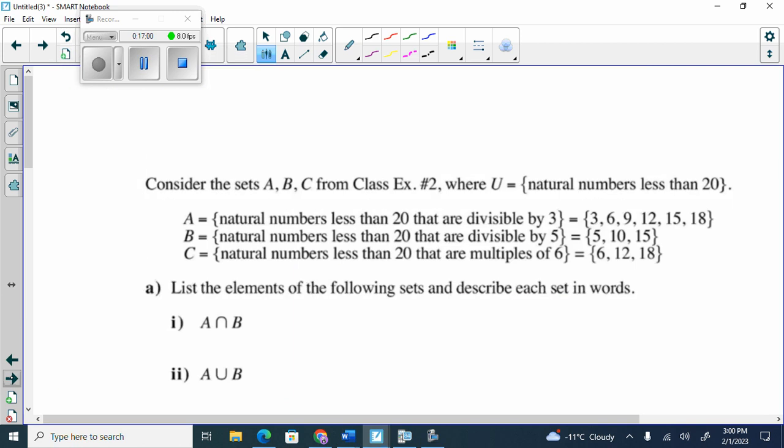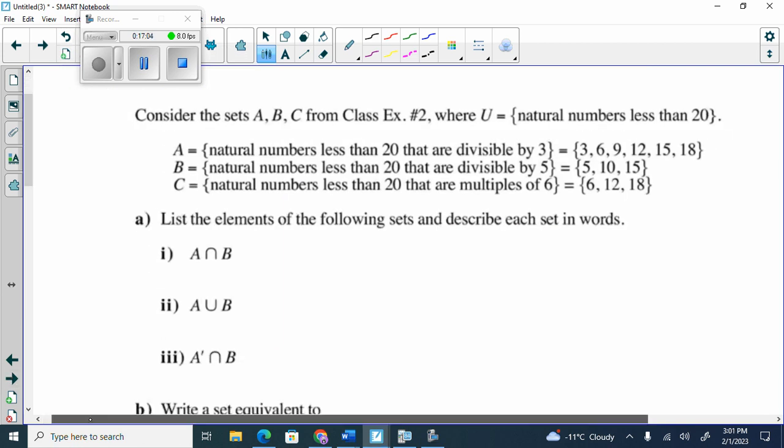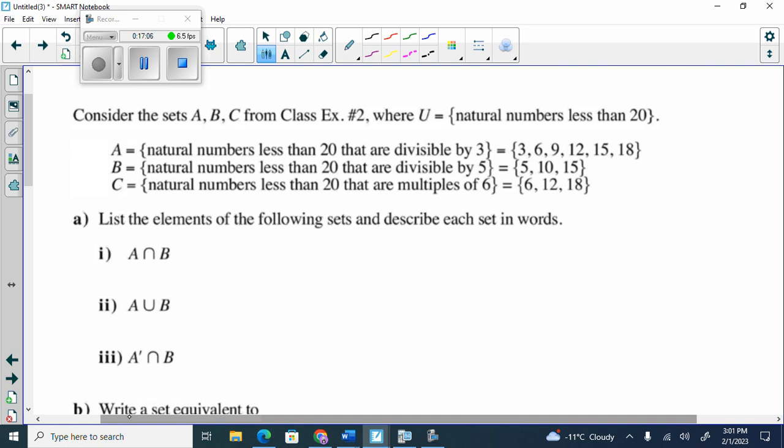So we're going to look at example 3. Example 3 says, consider the sets A, B, C from class example 2. U is the natural numbers less than 20. So here we have A, divisible by 3, so 3, 6, 9, 12, 15, 18. B, divisible by 5, 5, 10, 15. And C is multiples of 6, 6, 12, 18. We used these before, right? We just finished with these ones.